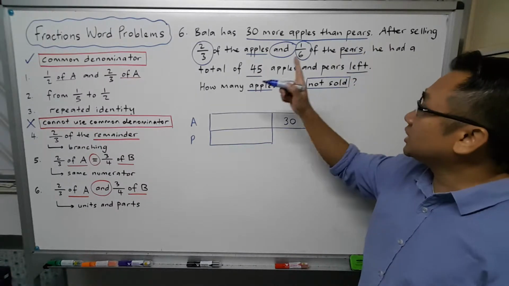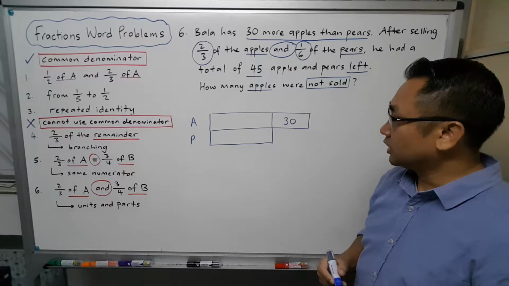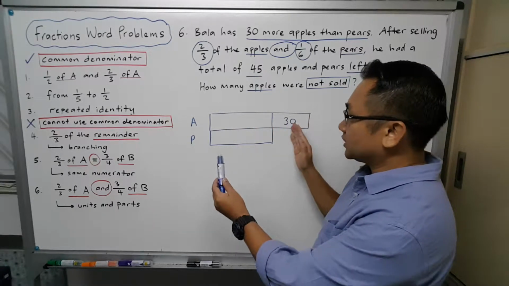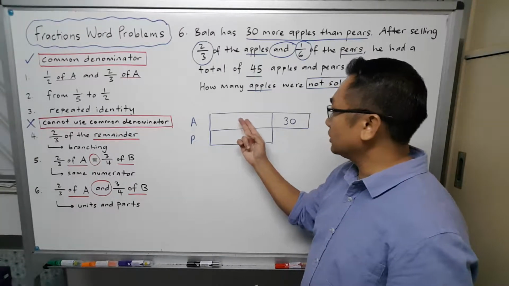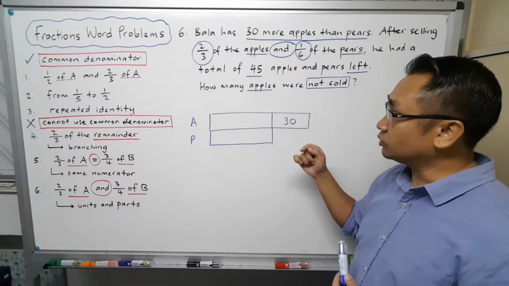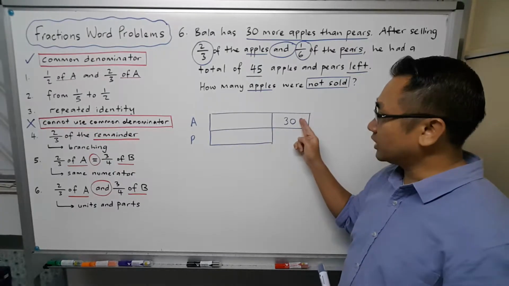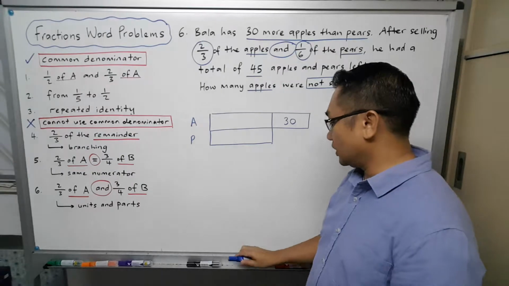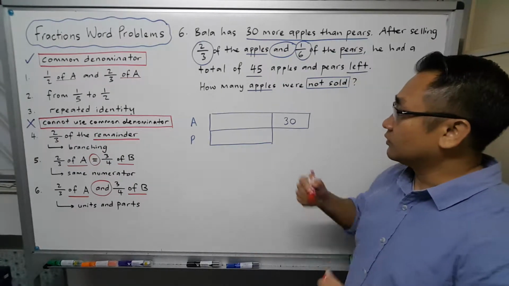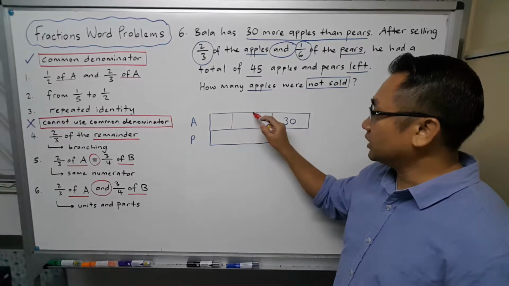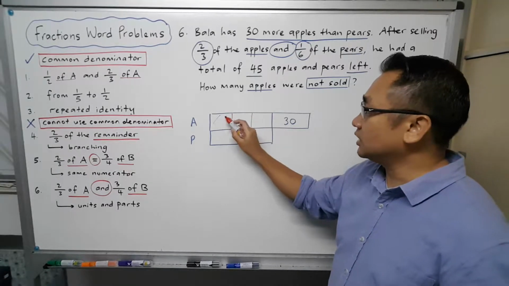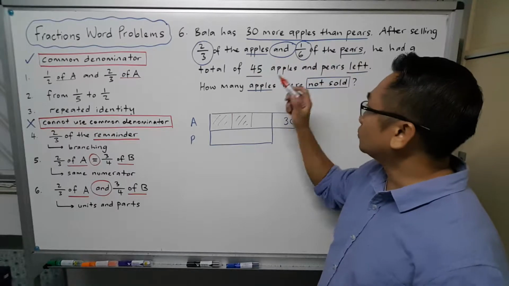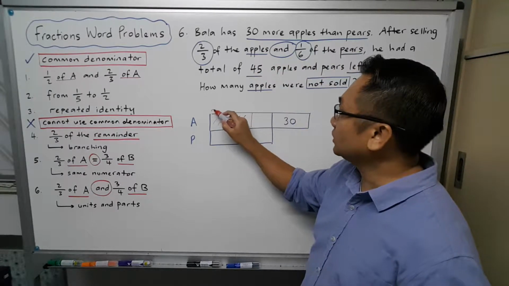Now, after selling 2/3 of the apples, here we cannot cut the model into 3 equal parts because we have 1 unit and 30. So what we should do is cut each part, which is a different size, into 3 units. That means for this part I cut into 3 units and shade 2/3. So these 2/3 were sold.